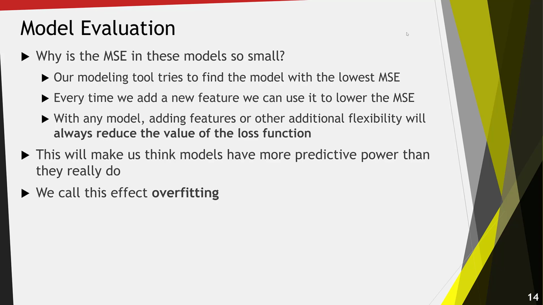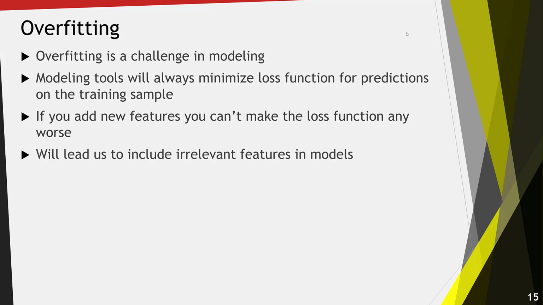I think it's important to reflect on why the mean square error in each of these models is so small. The modeling tool that we're using tries to find the model with the lowest mean square error. Every time we add a new feature, we can use it to lower the mean square error of a model. In fact, with any model, if you add features or other types of flexibility, that will always reduce the value of the loss function. This is going to make us think that models have more predictive power than they really do, and the effect is called overfitting. This is a very important issue in data science and machine learning. Overfitting is a huge challenge in modeling.